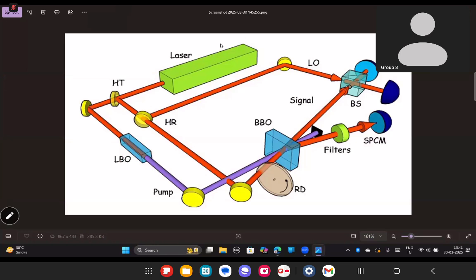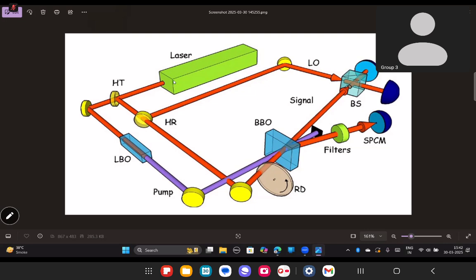So first is the laser source. We start with a titanium sapphire laser producing ultrashort pulses at around 800 nanometers. This laser serves two purposes. First, it acts as a pump beam to drive the parametric amplifier, and the second is that it is used as a local oscillator for homodyne detection.